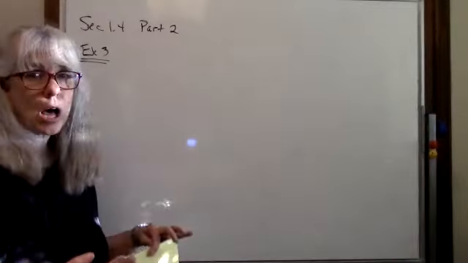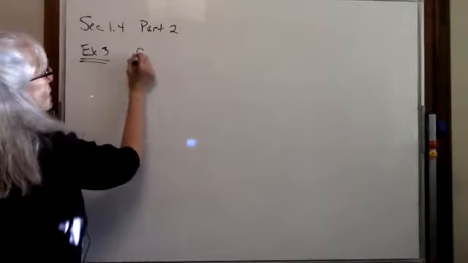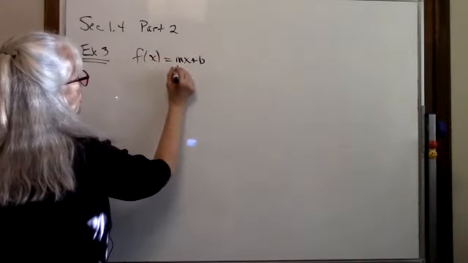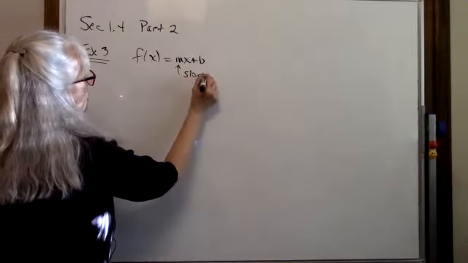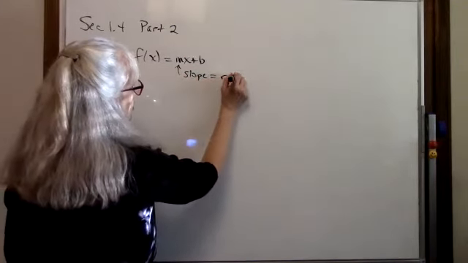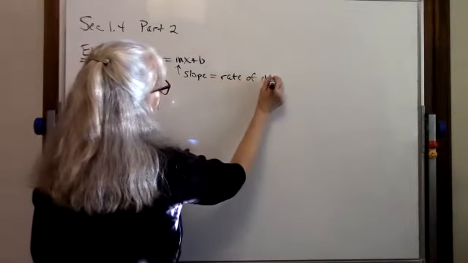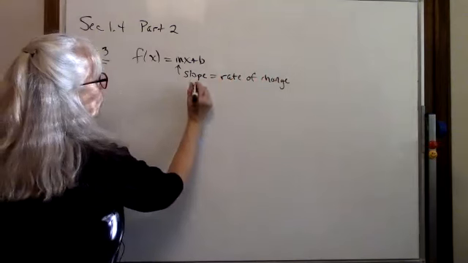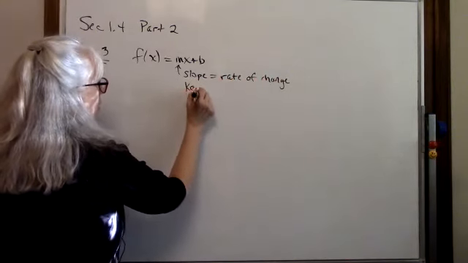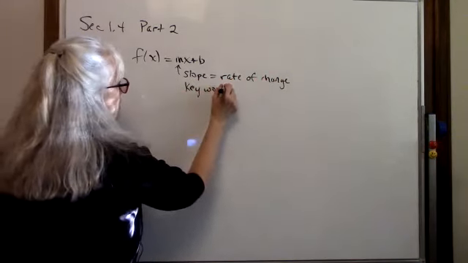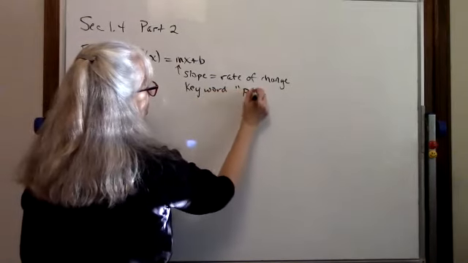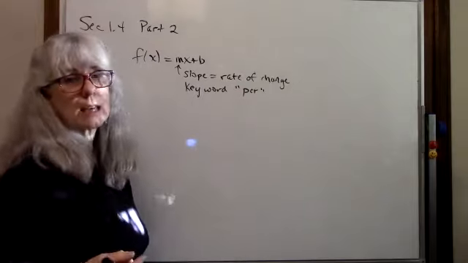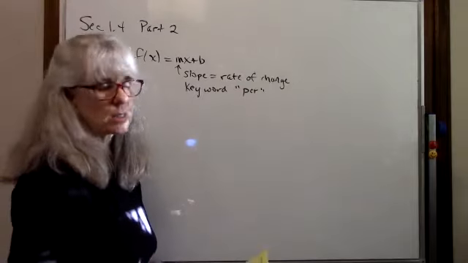Remember that we're dealing with lines, so we're going to try and write a function in the form f of x equals mx plus b. And again, m is our slope. Slope is always a rate of change. So to identify it within an application problem, we key in on the word per. Whatever is dealing with the word per is a rate of change, in this case per mile, and that tells me what the slope is.